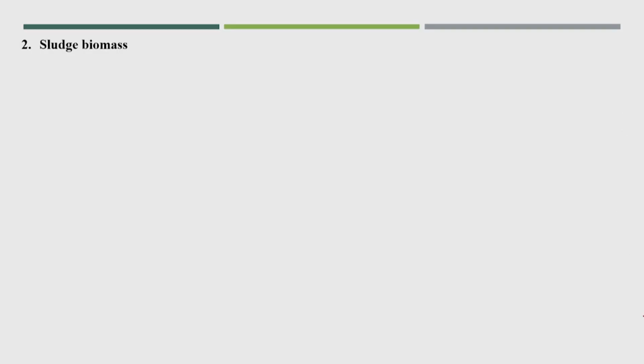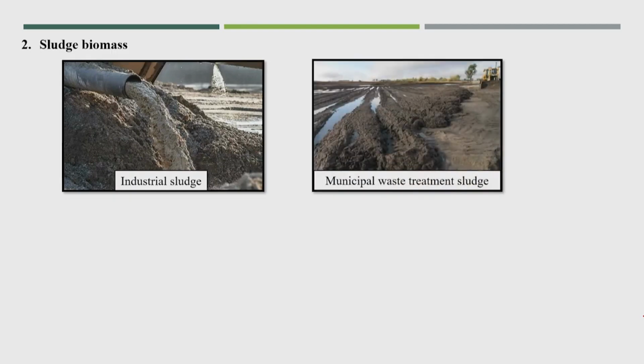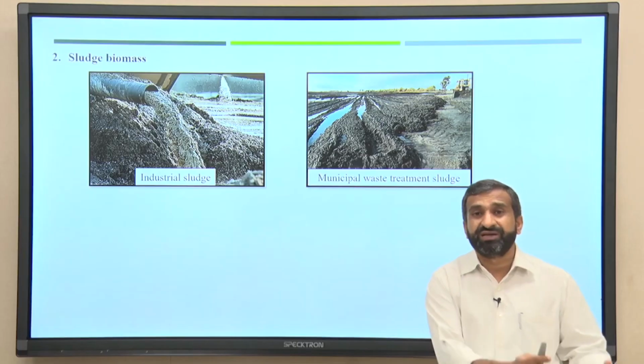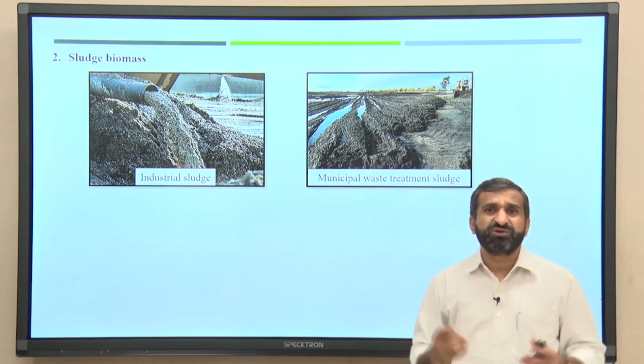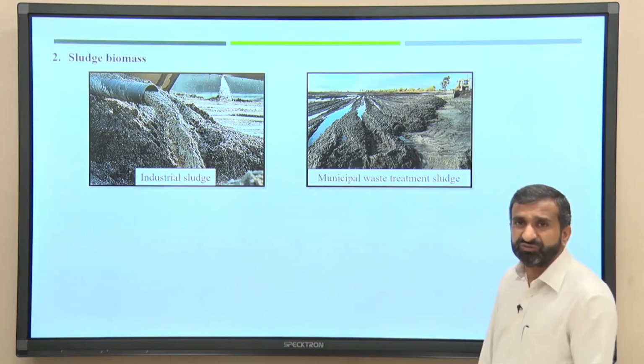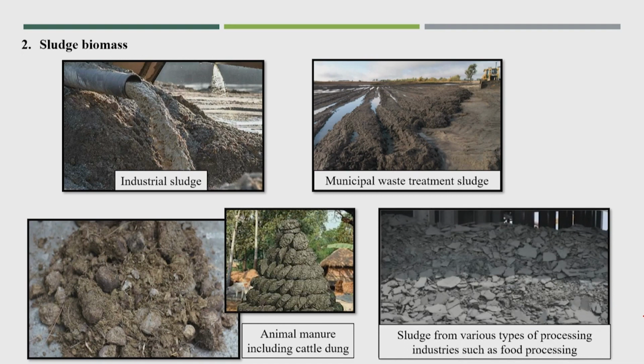Now, another substrate is sludge biomass. There could be different industrial sludges, it can be municipal wastewater treatment sludge, and a huge amount of sludge is getting produced by aerobic wastewater treatment facilities or aerobic sewage treatment facilities. So, a huge amount of sludge is getting generated. That also could be possible to use for the anaerobic digestion process. Also animal dungs, the different dung like cow dung and any cattle dung could be useful for biogas production. And also the sludge from various types of processing industries, but I think the sludge should be organic in nature, that is possible to utilize for the anaerobic digestion process.